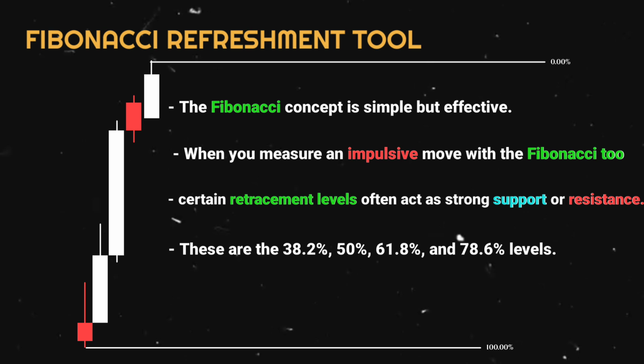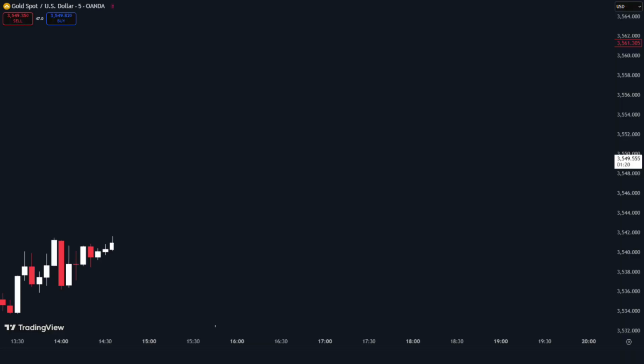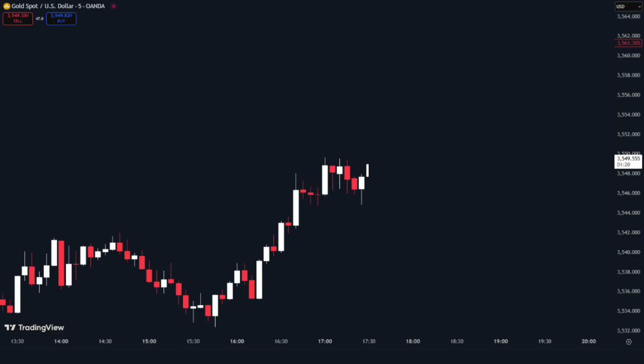These are the 38.2%, 50%, 61.8%, and 78.6% levels. When price pulls back into these areas, it often reacts, either continuing in the same direction or reversing. Let's break it down step by step.